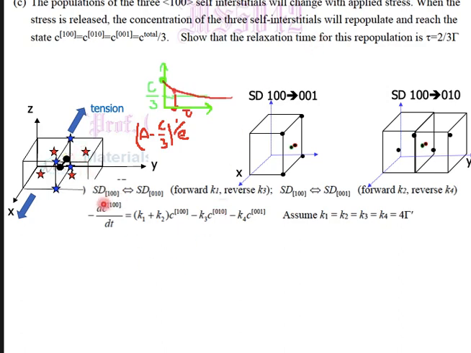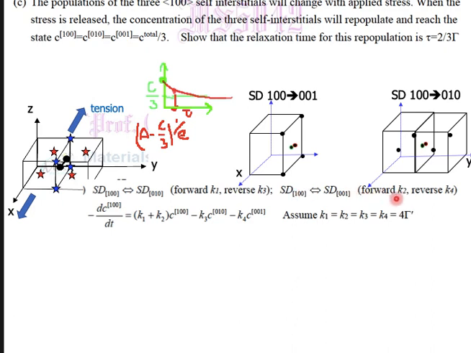Based on this, as long as I release the stress, the split dumbbell will jump back to other directions, including 010 or 001, right? Because the concentration along 100 is higher than the other directions.